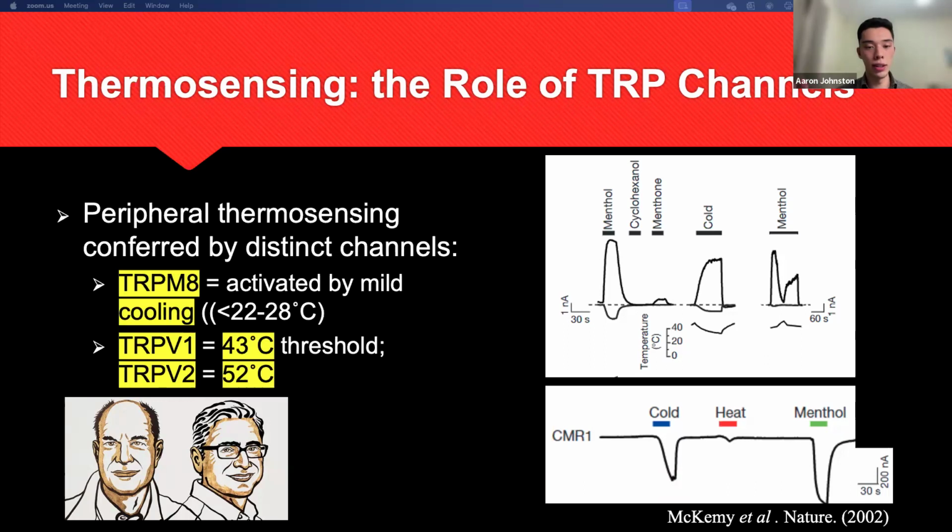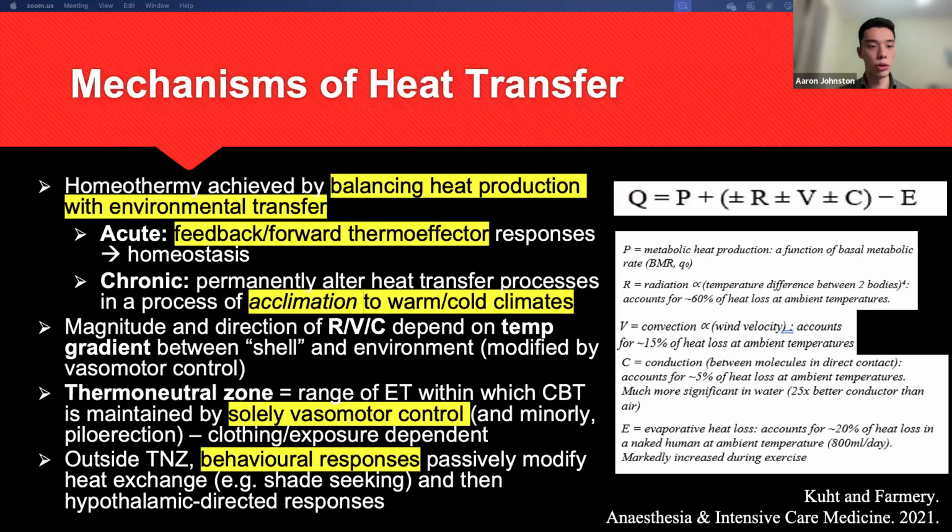And the activation of these leads to action potentials within these cells, or depolarization, which can then be integrated centrally to mount compensatory responses. So just a reminder of this equation. Homeothermy, or basically the maintenance of the right core body temperature, is achieved by balancing production with transfer to the environment. And production is basically our metabolic rate. And then we have ways that we can either gain heat from the environment or lose heat to the environment. That's radiation, convection, conduction.